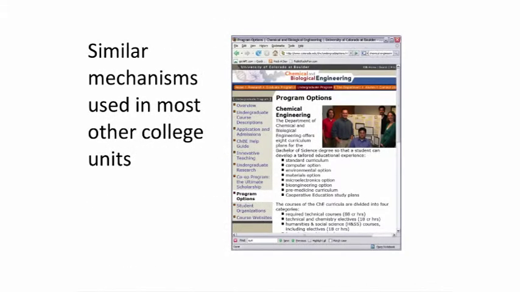And similar mechanisms are used in most of the other college units. So if you look at other programs in the college, they have tracks as well, and so we were kind of adopting these ideas for our students.